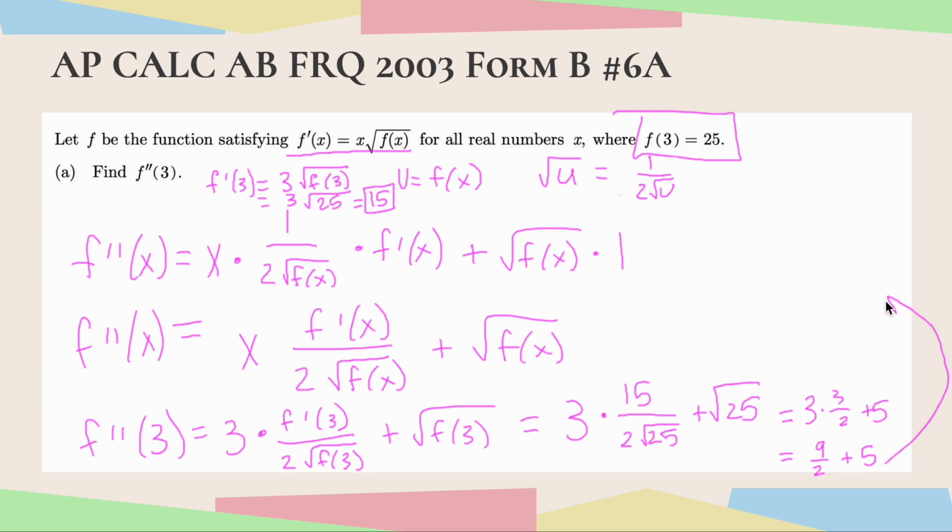And then I'm going to bring this up here for more space, getting a common denominator. It's going to be 9 over 2 plus 10 over 2, which equals 19 over 2. Awesome. All right. Hopefully you could see all of that okay.